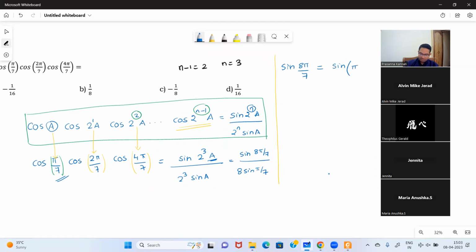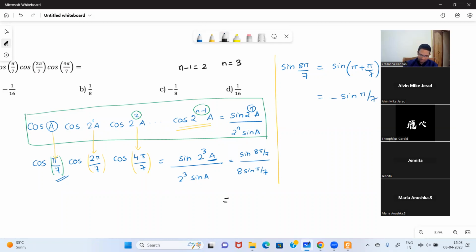Can I write it as sine of pi plus pi by 7? If you take LCM, 7 pi plus pi is what? 8 pi. So 8 pi by 7 can be written as sine of pi plus theta. Pi plus theta lies in the third quadrant. In the third quadrant, sign is negative. So it will be minus sine pi by 7.